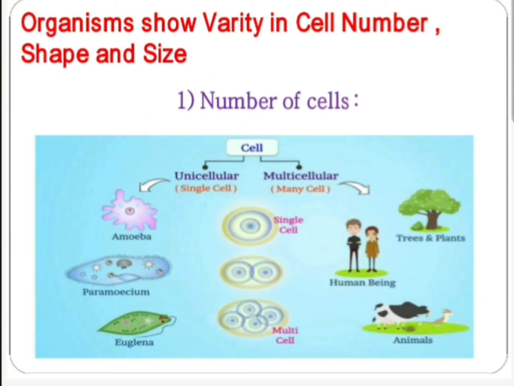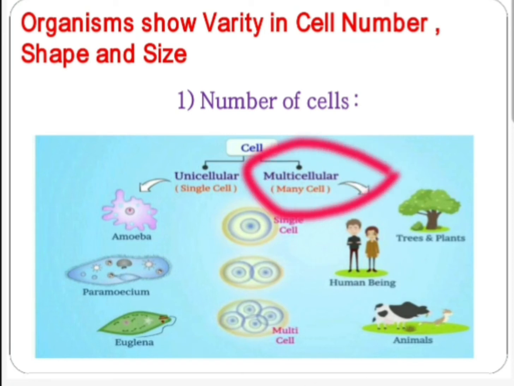And second is multicellular. Multi means many and cellular means cell. Organisms made of more than one cell are called multicellular. Examples of multicellulars are trees and plants, human beings and animals.